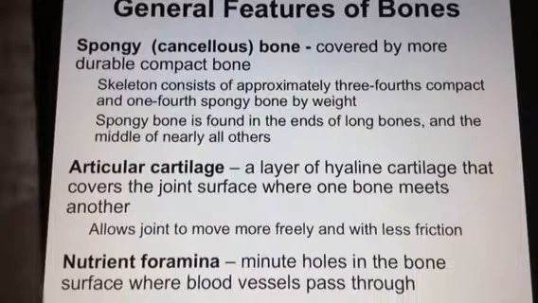If we're looking at a pie chart, we would expect to see the skeleton have 3/4 compact bone and 1/4 spongy bone, if we're looking at it by weight. We'll also see in these long bones, and really all the bones, articular cartilage. It's a layer of hyaline cartilage that covers the joint surface where one bone meets the next, and it allows those joints to move more freely with less friction, and we'll get more in depth with that when we get into joints. And then we'll have these teeny holes in the bone surface where the blood vessels pass through, and those are called nutrient foramina.